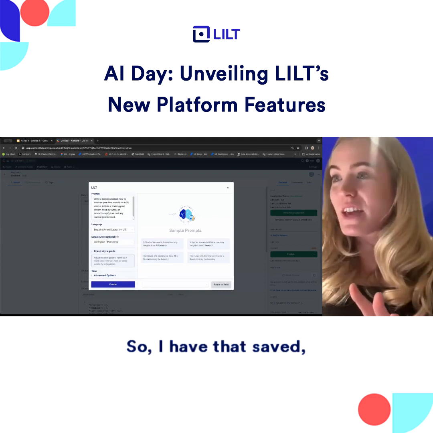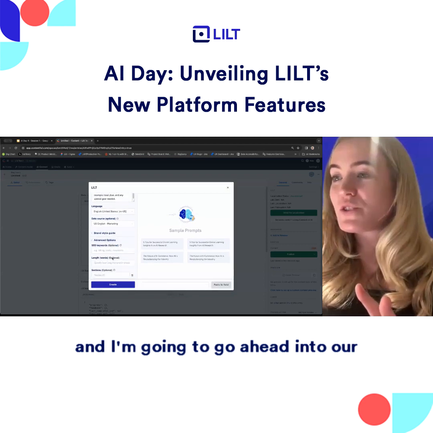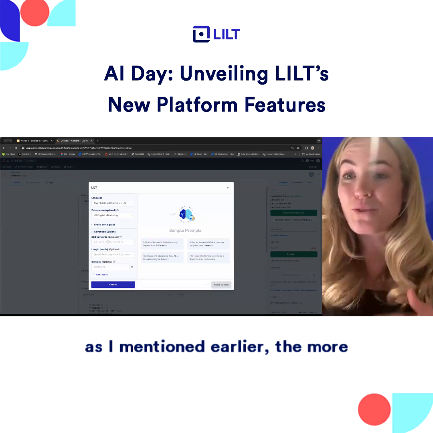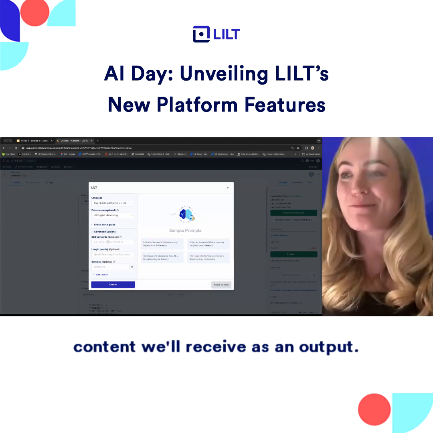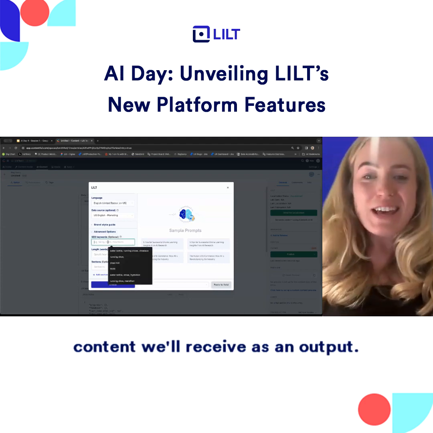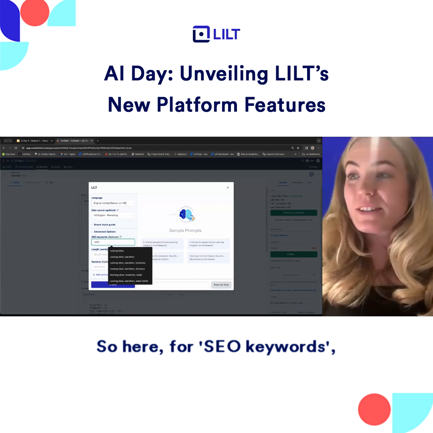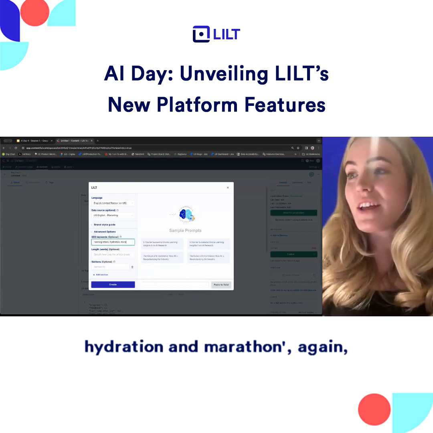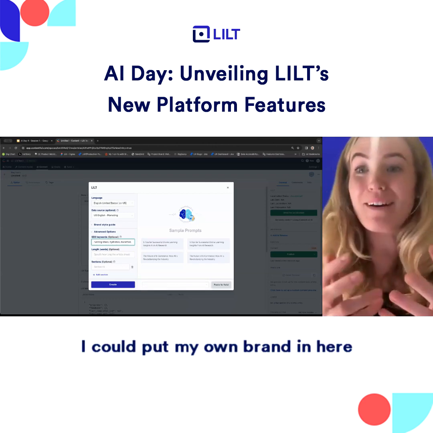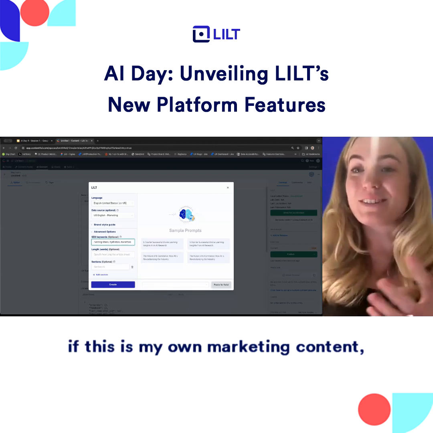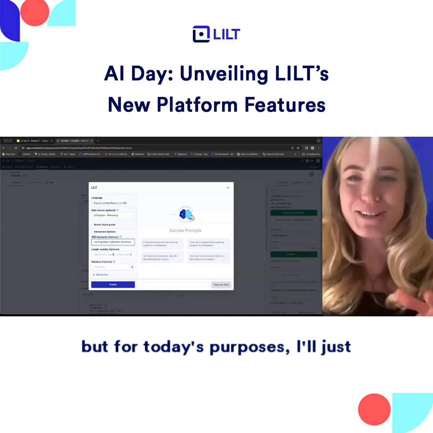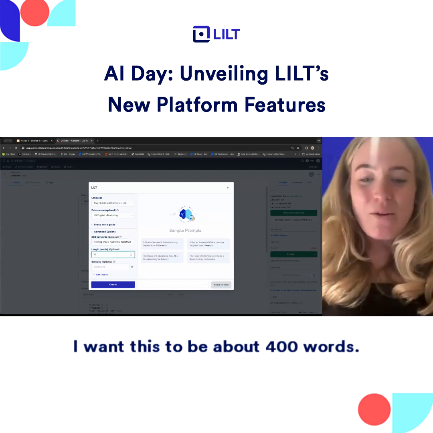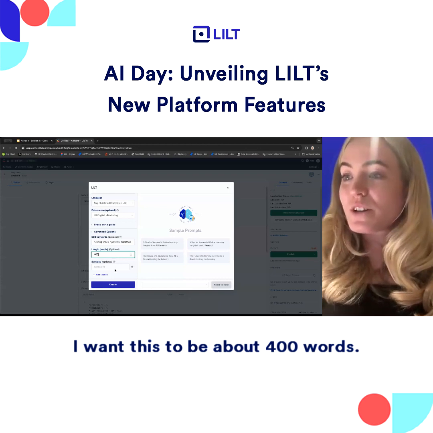So I have that saved, and I'm going to go ahead into our advanced options. These are optional, but again, as I mentioned earlier, the more detail we provide, the higher quality content we'll receive as an output. So here for SEO keywords, I want to put in running shoes, hydration, and marathon. Again, I could put my own brand in here if this is my own marketing content, but for today's purposes, I'll just keep it pretty high level. I want this to be about 400 words.